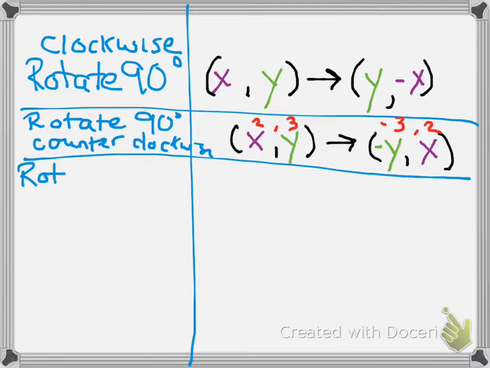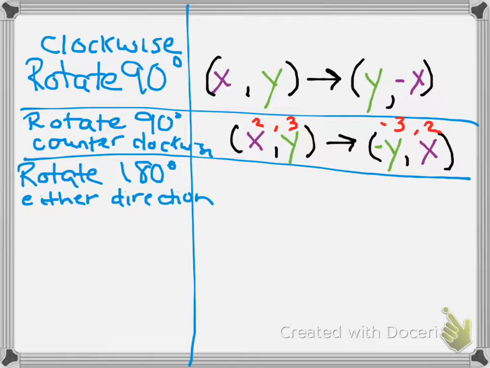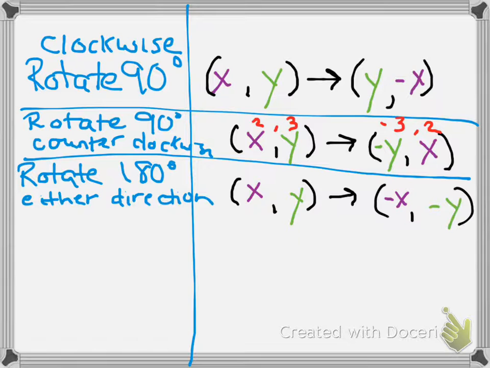Okay, if we rotate 180 degrees either direction, because 180 degrees just goes to that opposite quadrant, so it doesn't matter which direction you go. We start with our X value and our Y value. You will end up with the opposite of your X value first, and then the opposite of your Y value second. So basically, if your numbers were positive, they're now negative. If they were negative, they're now positive.